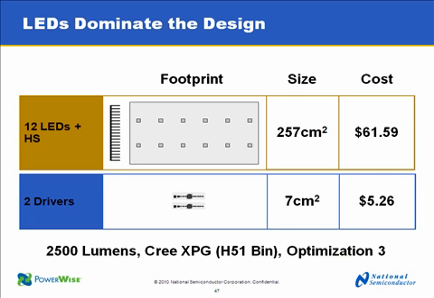Okay, when we're talking about LEDs right now in the current market, the LEDs really dominate the design in both area required and cost. This is an example here where we've got a 2500 lumen system, and in the top there we've got 12 LEDs plus the heat sink, and they're taking up an area of about 257 square centimeters, and the cost is $61.59. The drivers required to supply power to that, we're going to need 2 of them. They only take up 7 square centimeters, and the cost is $5.26. And so right now, like I said, it's really the LEDs that dominate this design.